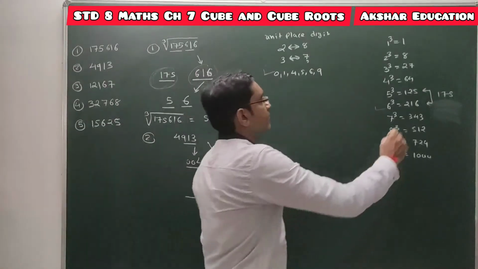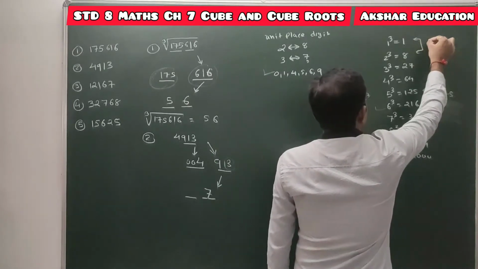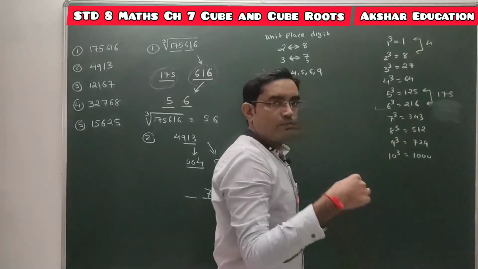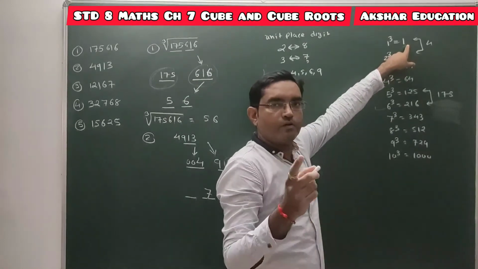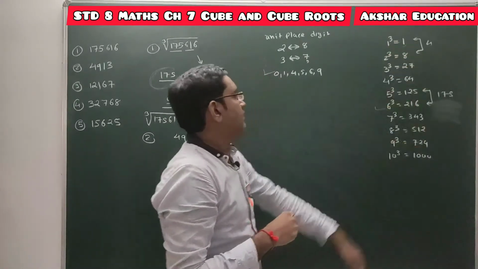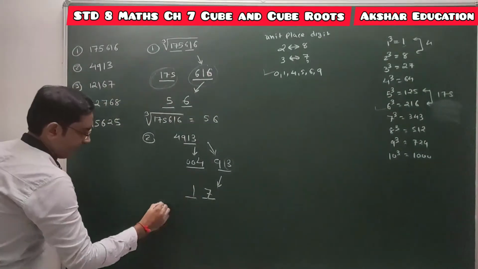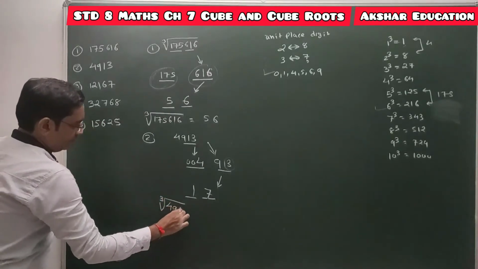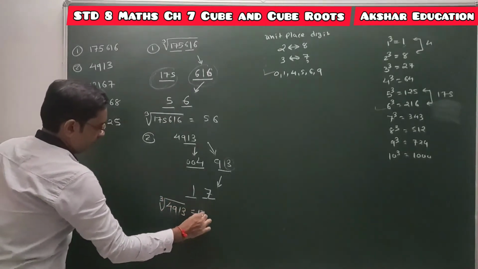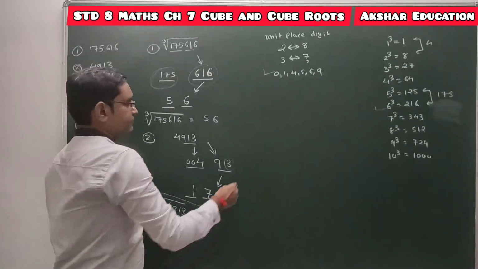So 4 lies between which two perfect cube numbers? The value 4 lies between 1 and 8, right? The smallest perfect cube number is 1, whose cube root is 1. So here you have to put 1. So our answer is the cube root of 4913 is 17, right. Take a calculator and verify.